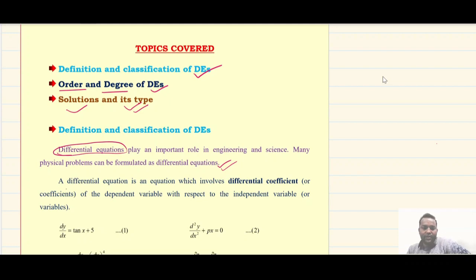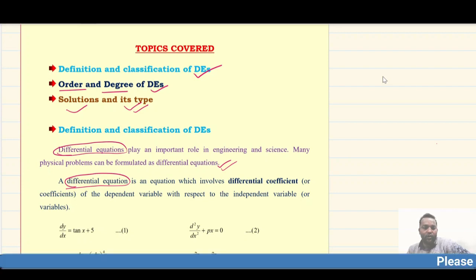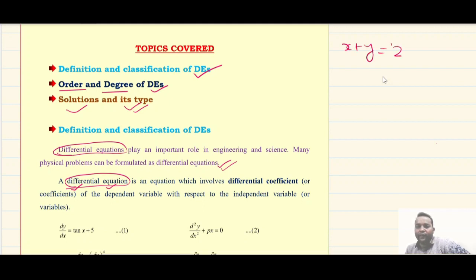As the name suggests, a differential equation involves two terms. One term is differential and the second term is equation. An equation is anything that involves an equal sign. Here an equal sign is involved, therefore this is said to be an equation. Similarly, a differential equation is an equation in which derivatives or differential coefficients are involved.